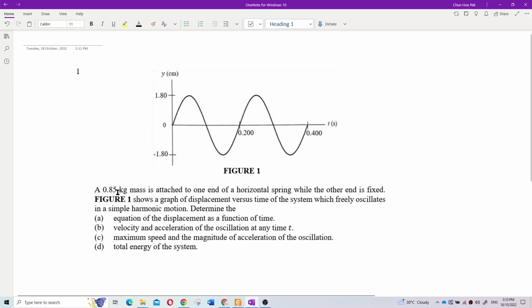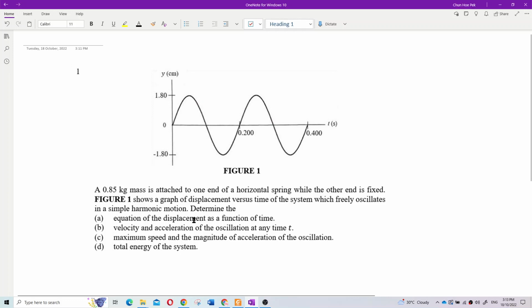Alright, a 0.85 kilogram mass is attached to one end of a horizontal spring while the other end is fixed. This figure 1 shows the graph of displacement against time of the system which freely oscillates in a simple harmonic motion. Determine the equation of displacement as a function of time.